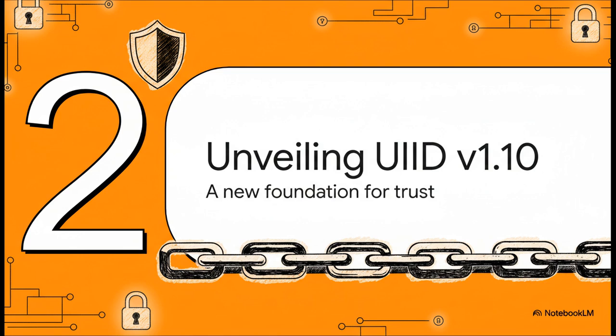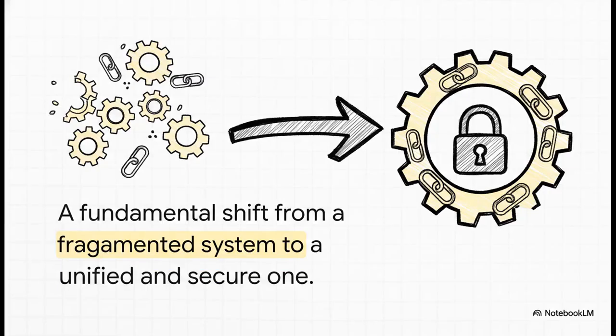And that right there brings us to the hero of our story today, UID version 1.10. It's been designed from the very beginning to take on these challenges with a new, super robust framework for digital trust. And I want to be really clear about this. We're talking about more than just a couple of new features. This is a real strategic shift in philosophy. We're moving away from all those fragmented systems towards one that's unified and secure by its very design.